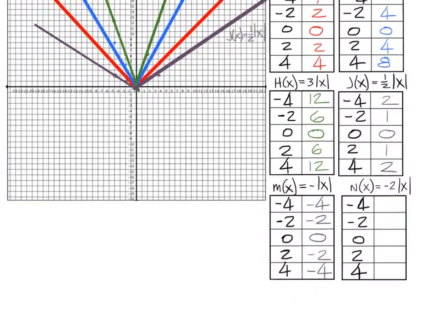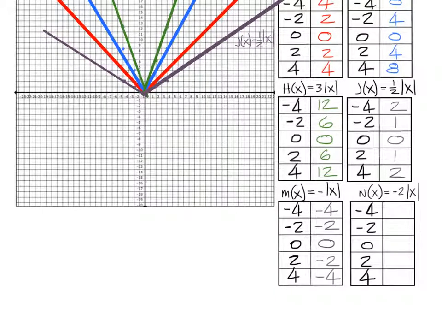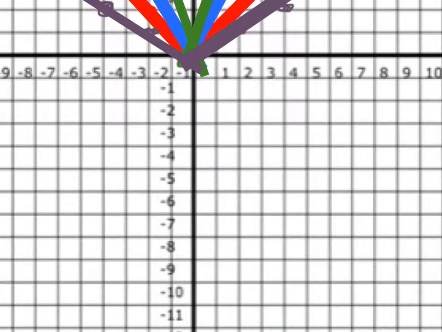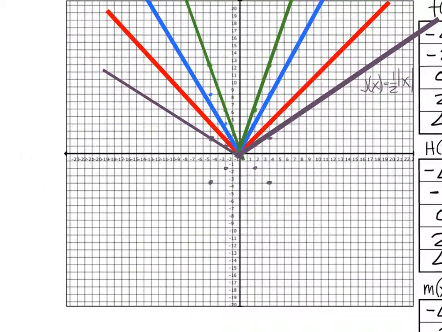Okay, we have to plot those points on the graph. So we'll go back to negative 4, negative 4. So negative 4 is going to put me here. Negative 2 puts me here. And of course the origin is already on there. If I go to 2 and down to negative 2, I'm there. And if I go to 4, down negative 4, I'm there. And I kept that in purple.